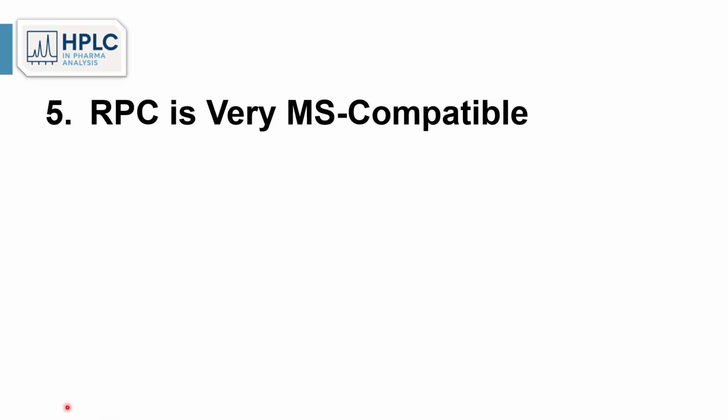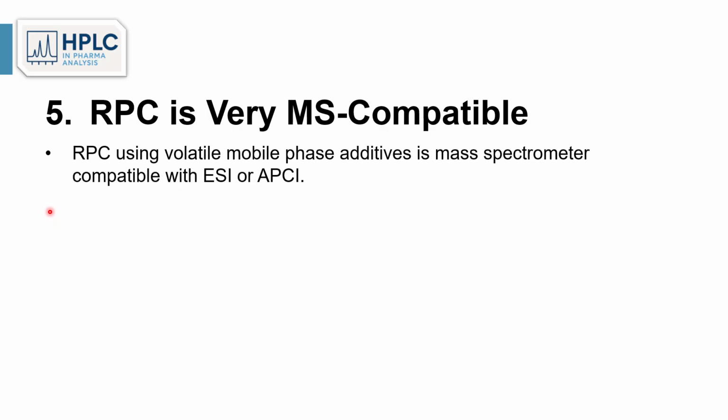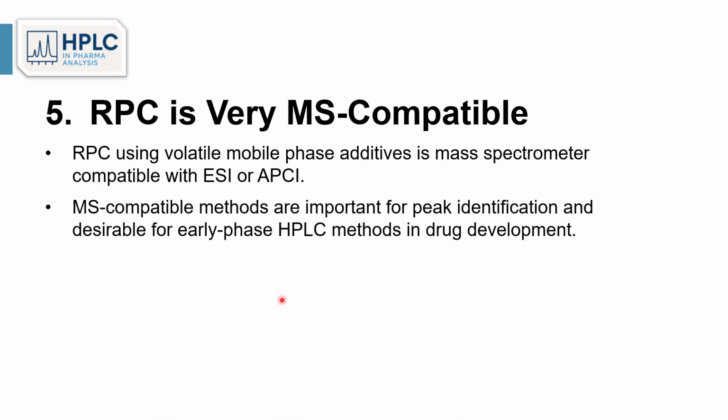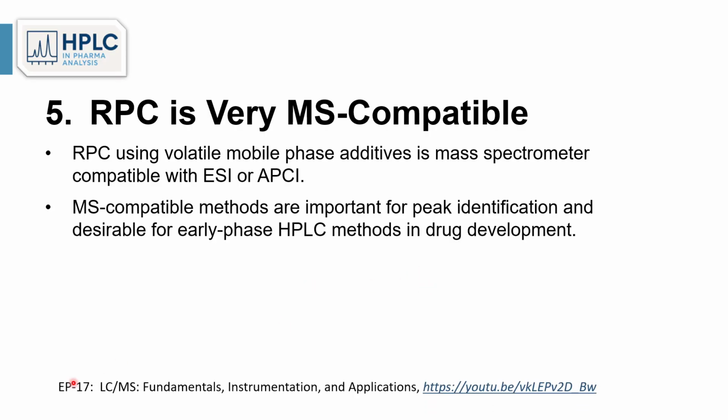Reason number 5, RPC is very mass spec compatible. RPC using volatile mobile phase additives is highly mass spec compatible with both ESI and APCI, electrospray ionization and atmospheric pressure chemical ionization. Mass spec compatible methods are really important for peak identification and quite desirable for early phase HPLC methods during new drug development. Further information is found in episode number 17.